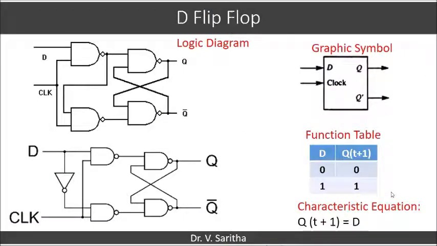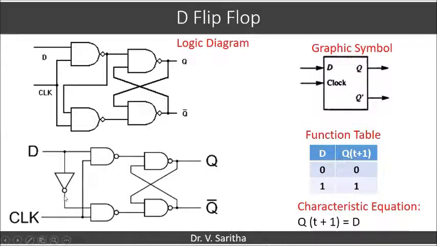D flip-flop, we can give the logic diagram in different ways. Here we are giving using NAND gates. Using only NAND gates itself we have different variations. That is using 4 NAND gates, this is the way, and using 5 NAND gates, instead of NOT gate we can use NAND gate. 5 NAND gates, or 4 NAND gates and 1 NOT gate, we can give like this.